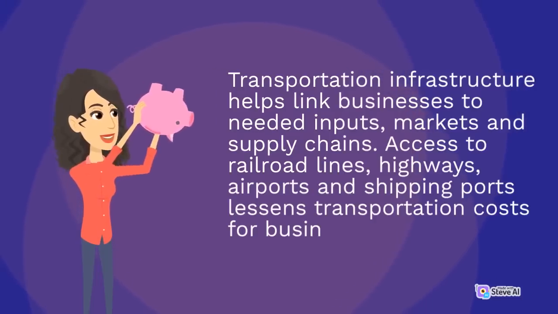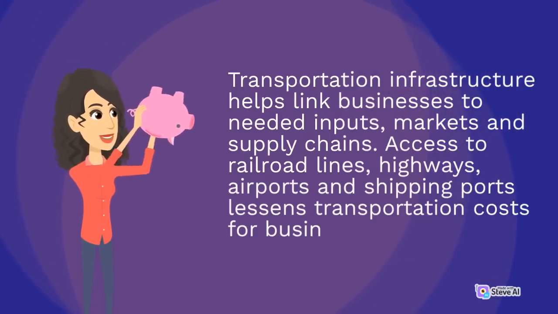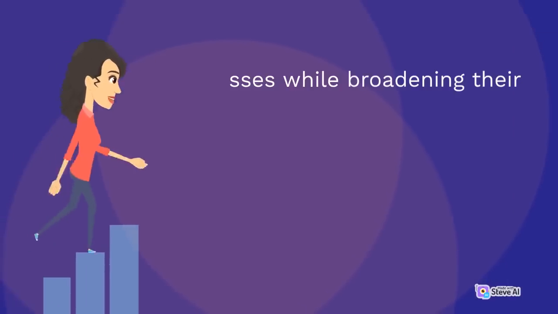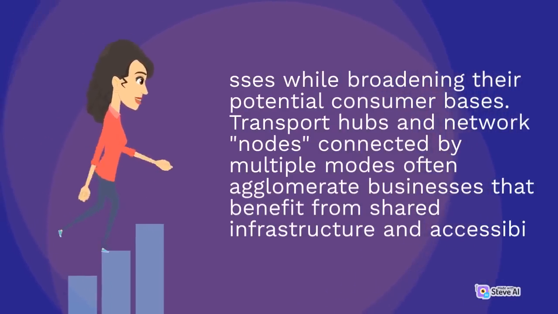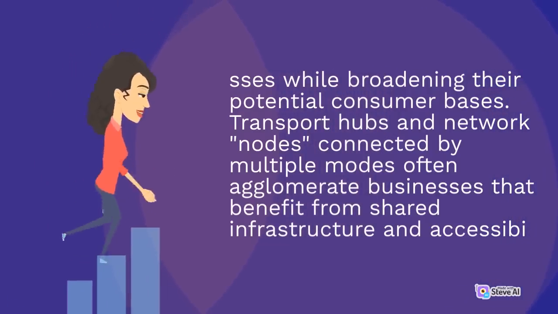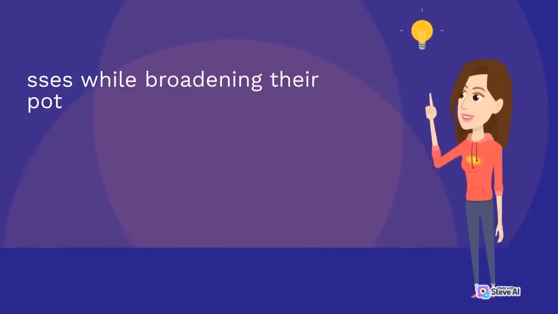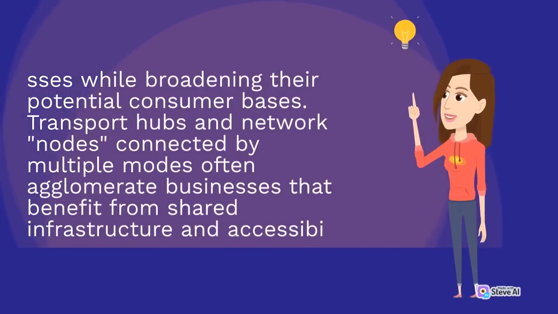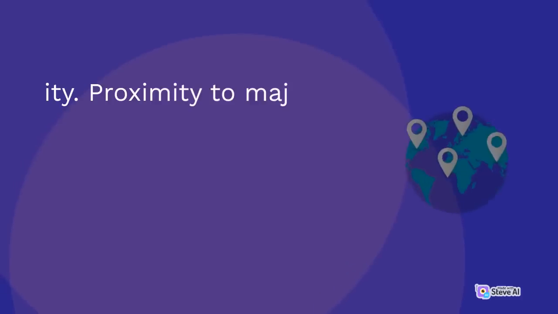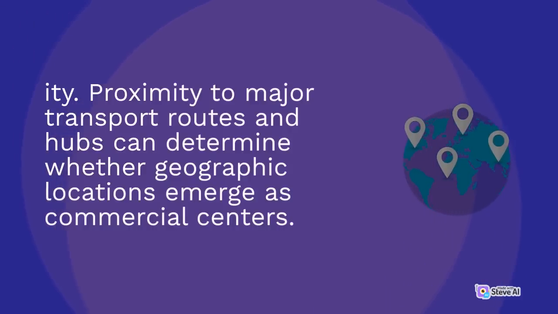Transportation infrastructure helps link businesses to needed inputs, markets, and supply chains. Access to railroad lines, highways, airports, and shipping ports lessens transportation costs for businesses while broadening their potential consumer bases. Transport hubs and network nodes connected by multiple modes often agglomerate businesses that benefit from shared infrastructure and accessibility. Proximity to major transport routes and hubs can determine whether geographic locations emerge as commercial centers.